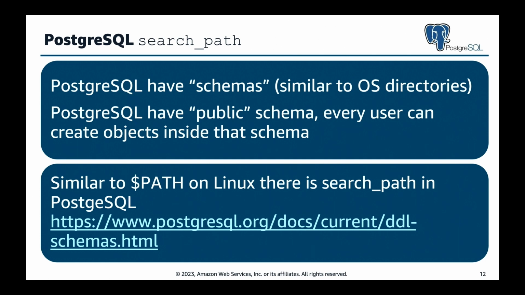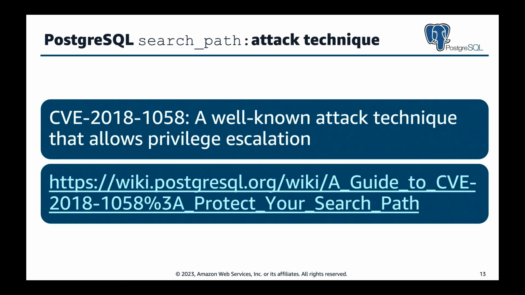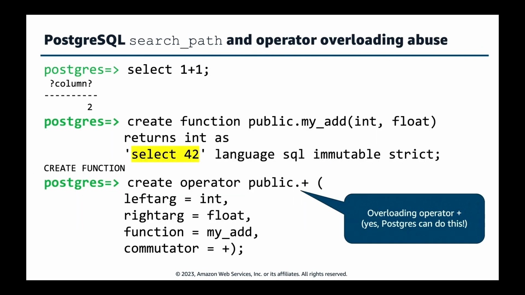So the public schema is also very interesting. And similar to PATH on Linux, there is a search path on PostgreSQL. This is actually a very well-known security issue and attack technique. This has been filed as CVE 2018. You can poison the search path. The goal of poisoning the search path is to confuse the superuser to execute your function.